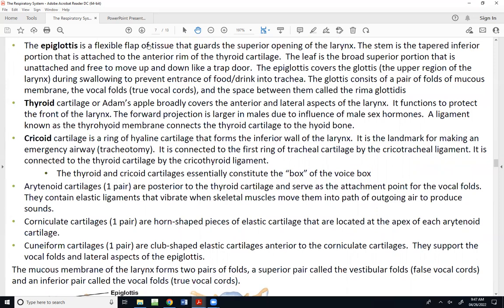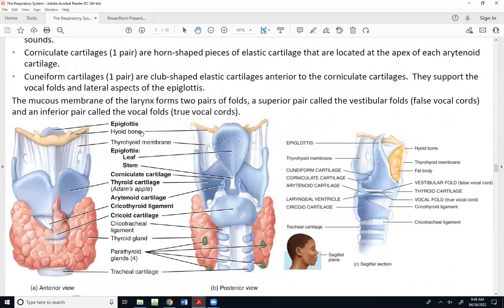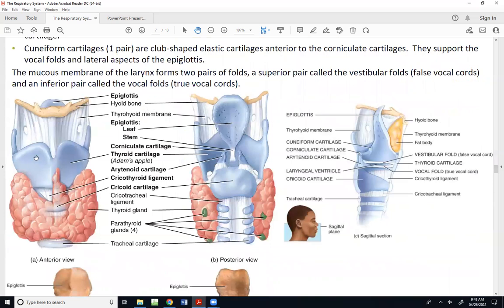There are 2 parts to the epiglottis, the stem and the leaf. The stem is the tapered inferior portion attached to the anterior rim of the thyroid cartilage. The leaf is the broad superior portion, is unattached, and that's what moves up and down like the trap door. We've got an anterior view and a posterior view to show it very nicely. Here in the posterior view, we get a good view of both the leaf and the stem.